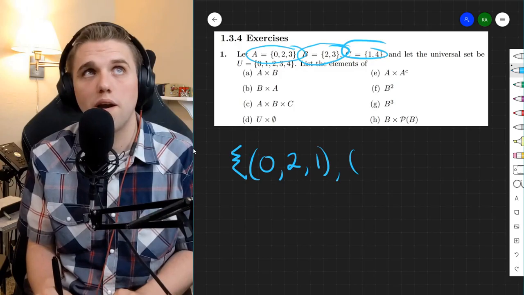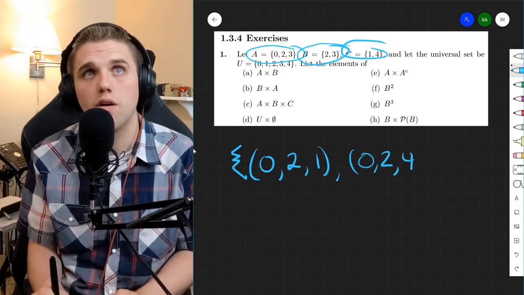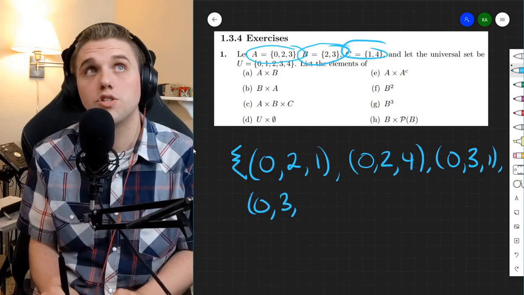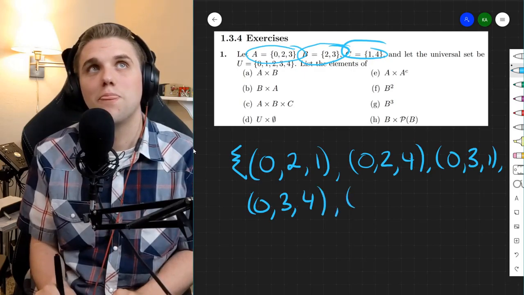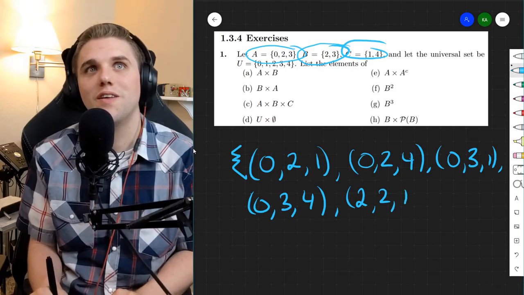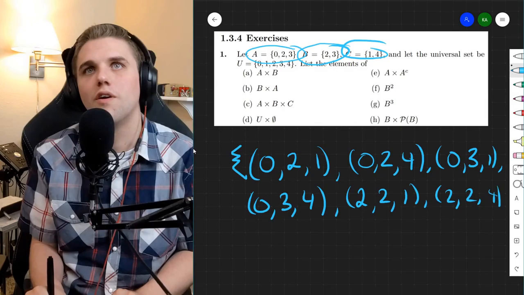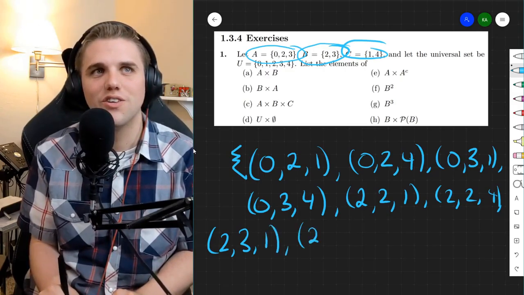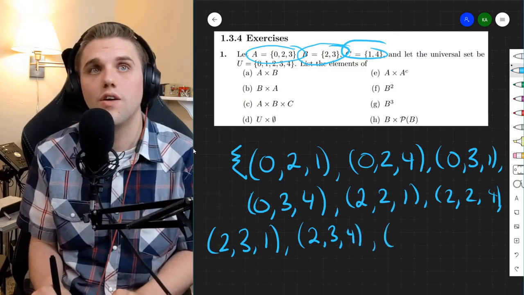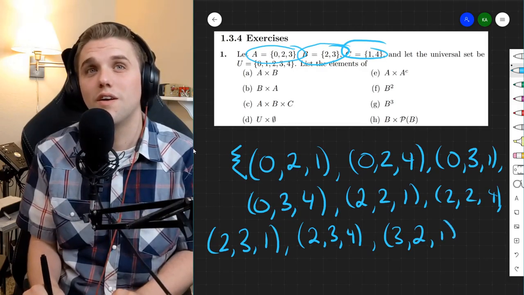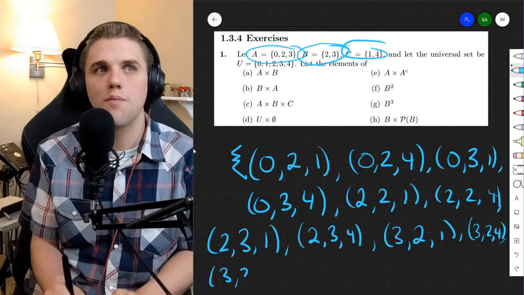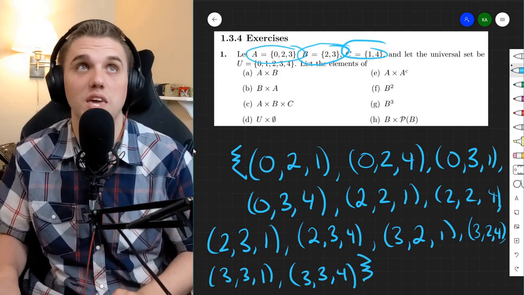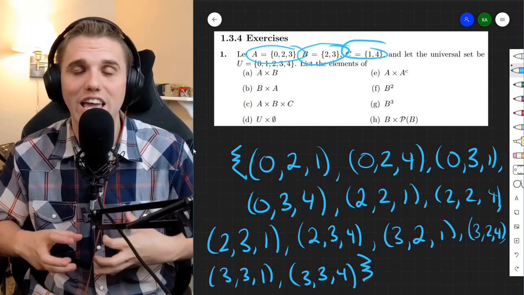And we need all possible ordered pairs here. So we could do 0, 2, 4. We can do 0, 3, 1. We can do 0, 3, 4. We could do 2, 2, 1, and then 2, 2, 4, and then 2, 3, 1. This is getting a little hard to follow. 2, 3, 4, and then 3, 2, 1, 3, 2, 4, 3, 3, 1, and 3, 3, 4. And those are all of the possible points that we can get in A cross B cross C. So this is what that universe looks like.